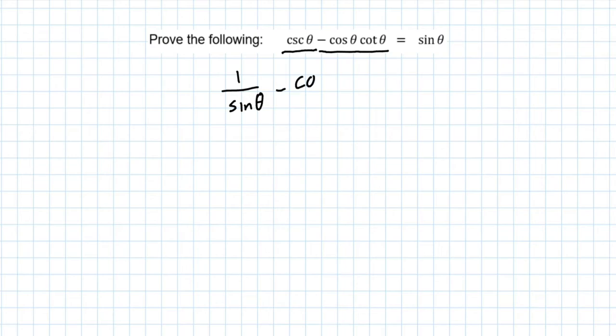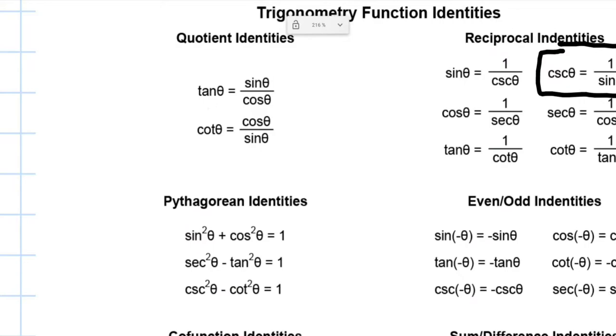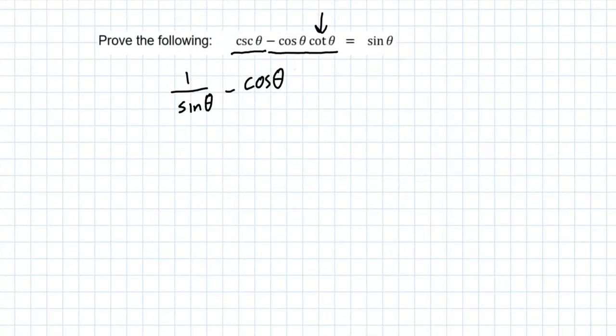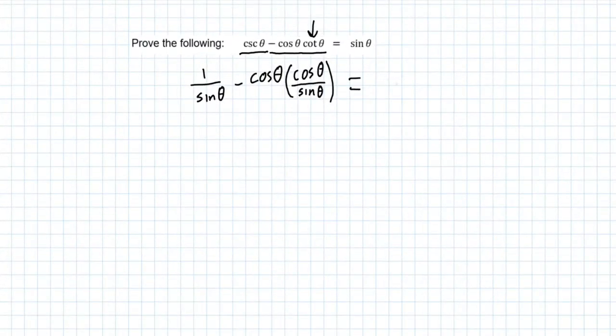Okay? The next term we have is negative cosine theta cotan theta. Well, the cosine is already okay, right? And again, we're trying to get everything in terms of sine or cosine. But the cotan theta, we'll see on the identity sheet what we can use. Well, we see it here. That's equal to cosine theta over sine theta. So we'll make that substitution. Cosine theta over sine theta. Okay. And that's equal to our right side, which is sine theta.